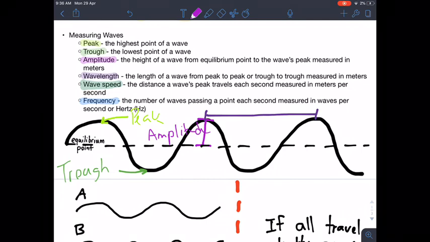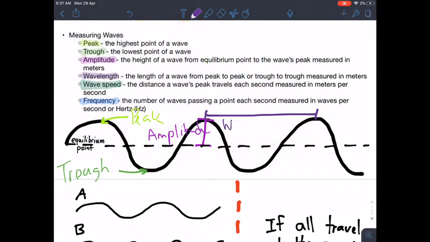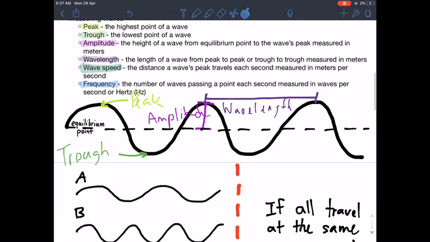The wavelength, on the other hand, so amplitude is the height, wavelength is the distance from one peak to the next. Again, it's important for you to be able to distinguish between these things, so understanding why wavelength and amplitude are different is vitally important.